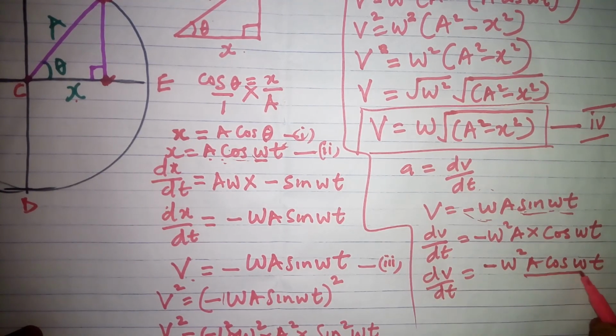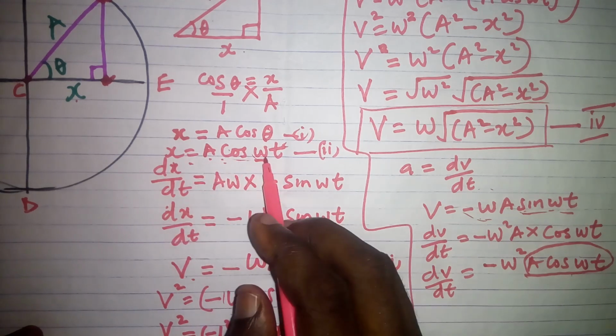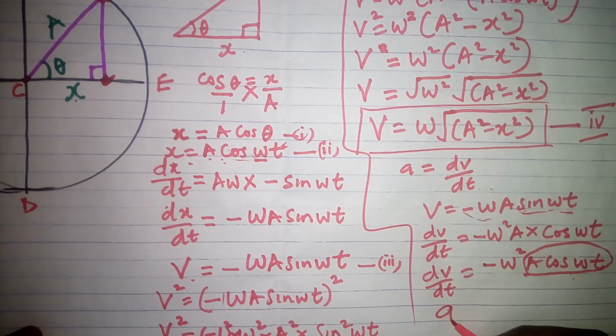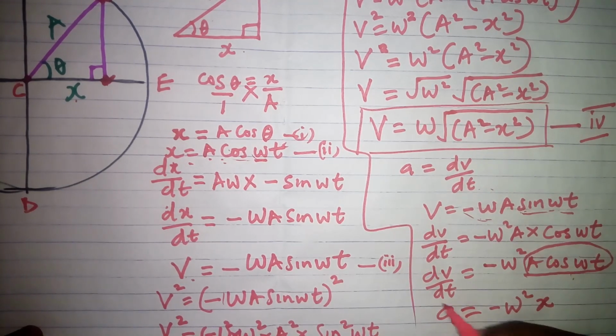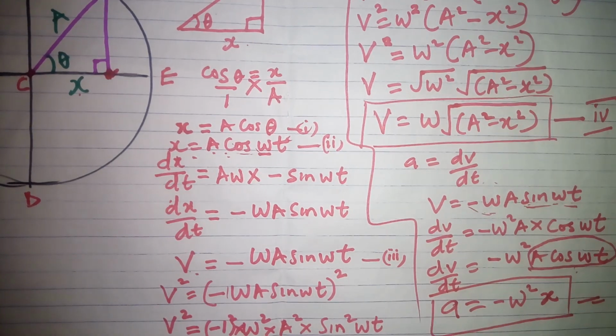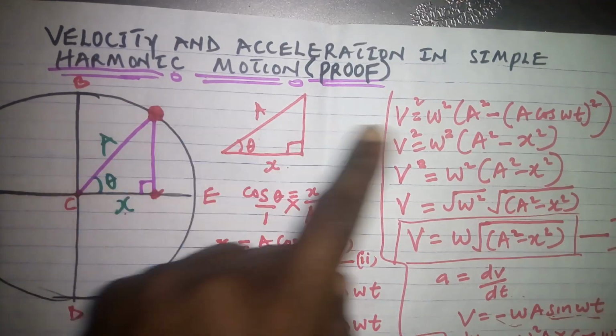But this a cos omega t is already equal to x here. So x equals a cos omega t, so I'm replacing it back with the x. So my dv/dt, which is my acceleration, is now equal to minus omega squared x. So that is it. This is how you prove, you give a breakdown on how to get the formula for finding the velocity and acceleration in simple harmonic motion.